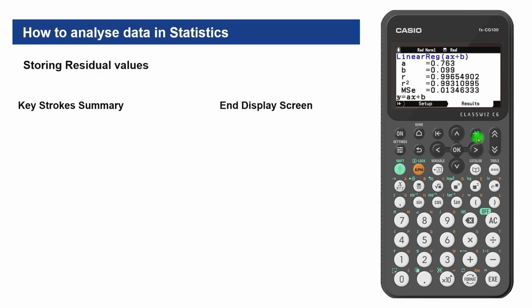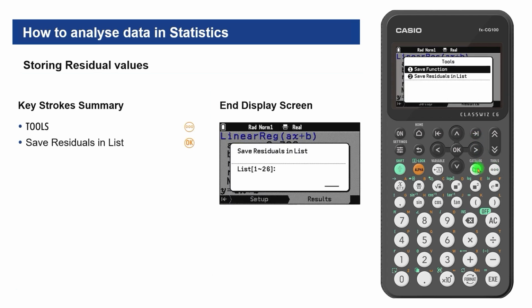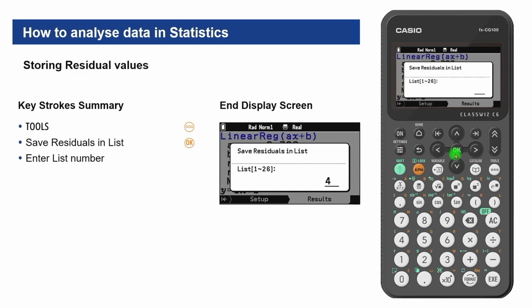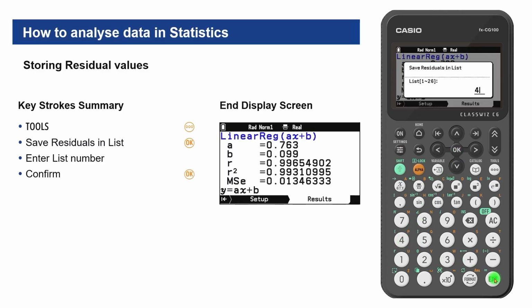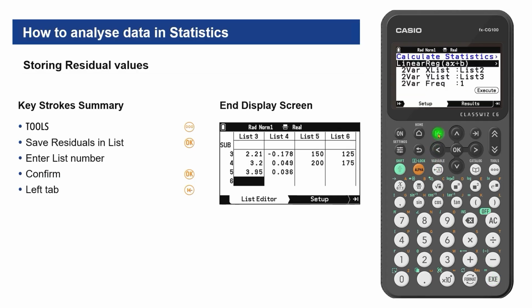After performing regression calculations, it could be useful to know the residual values. From the Results tab, press Tools. Then select Save Residuals in a List from the menu. Enter the list number where the residuals will be stored and confirm. To view these values, return to the list editor with left tab where they have overwritten the previous data.